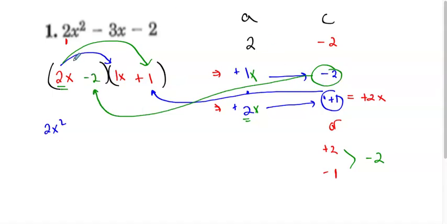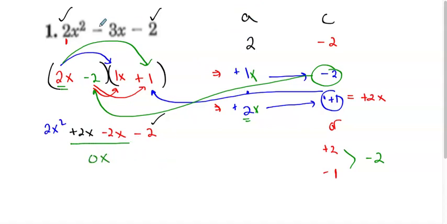Okay, so foiling this out, I have 2x times 1x, I get 2x squared. 2x times 1, I get positive 2x. If I continue the foiling process, I get negative 2x times 1, I get negative 2x, and negative 2 times positive 1, I get negative 2. So I got my 2x squared, check, and I got my negative 2, check. But if I add these two middle terms, positive 2x and negative 2x, I get 0x. That does not match with my negative 3x. So that doesn't work.